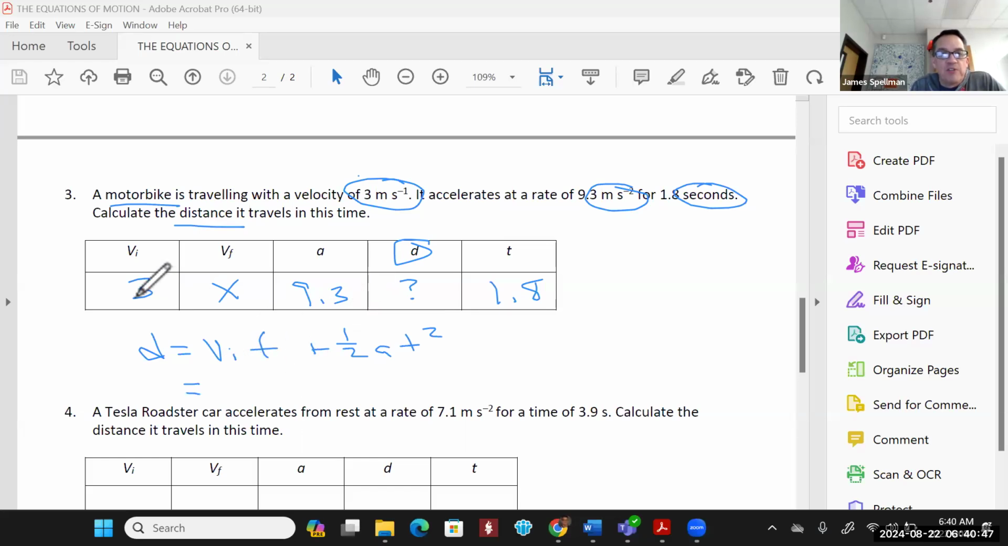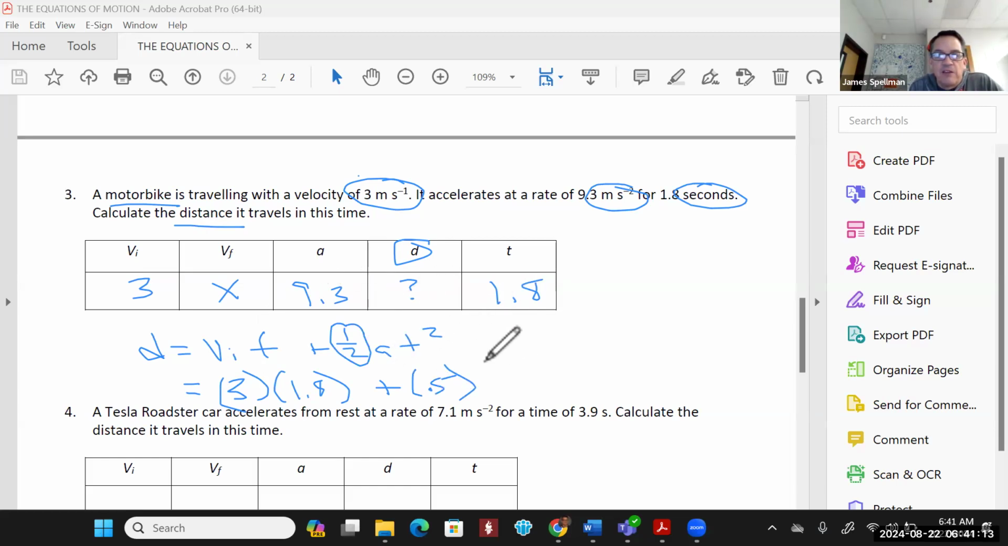So VI times T, that's 3 times 1.8. I like to use parentheses a lot. It helps me to separate everything out. Plus 1/2. Now you can do this one of two ways. Hopefully you know that 1/2 is the same thing as 0.5. So if you're putting this into the calculator, you might just go ahead and change this to being 0.5. I mean, you could put 1/2, but this simplifies things for me.